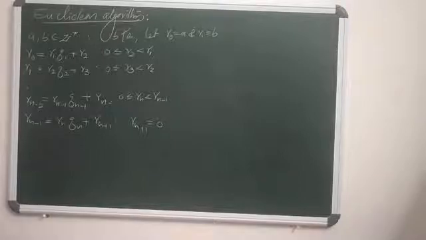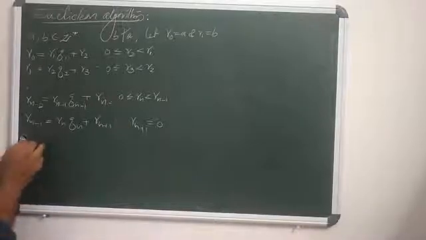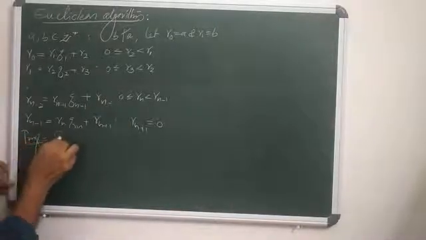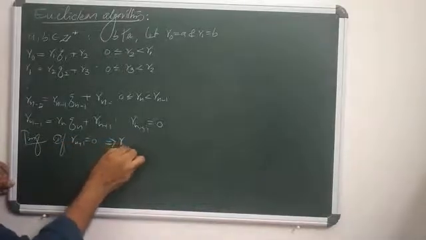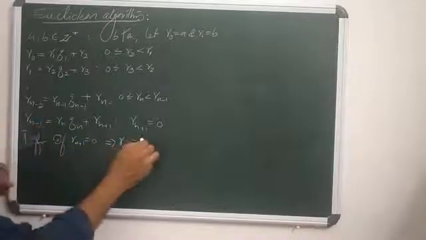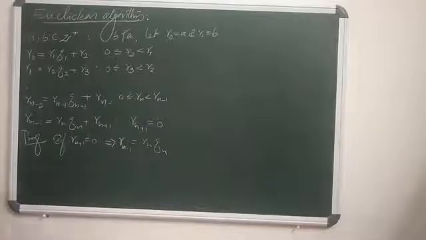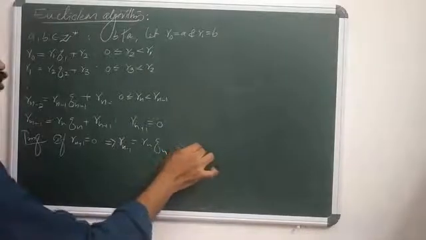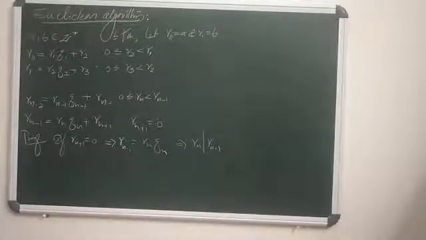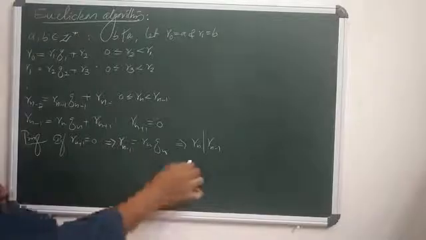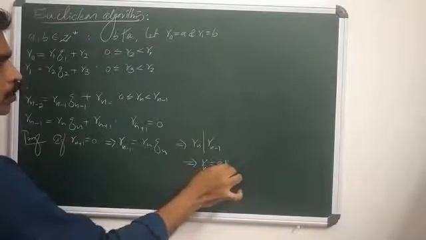How to prove this one? Consider the last case. Here Rn plus 1 equals 0. If Rn plus 1 equals 0, the last relation becomes Rn minus 1 equals Rn into Qn. Rn minus 1 is Rn into Qn means Rn must divide Rn minus 1. Rn divides Rn minus 1, which means Rn minus 1 equals A into Rn.